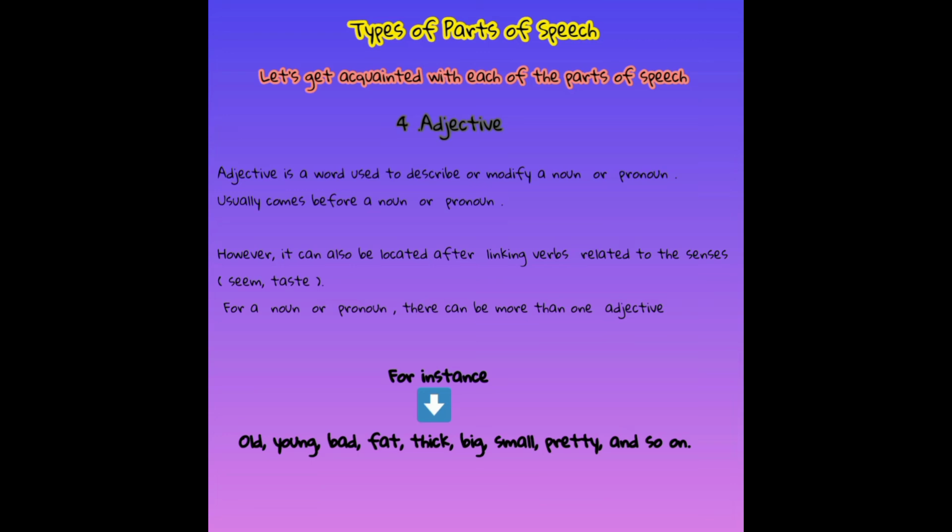Fourth, adjective. Do you know the meaning of adjective? An adjective is a word used to describe or modify a noun or pronoun. It usually comes before a noun or pronoun. However, it can also be located after a linking verb related to the senses, such as seem and taste. For a noun or pronoun, there can be more than one adjective. For instance, old, young, bad, fat, thick, big, small, pretty, and so on.